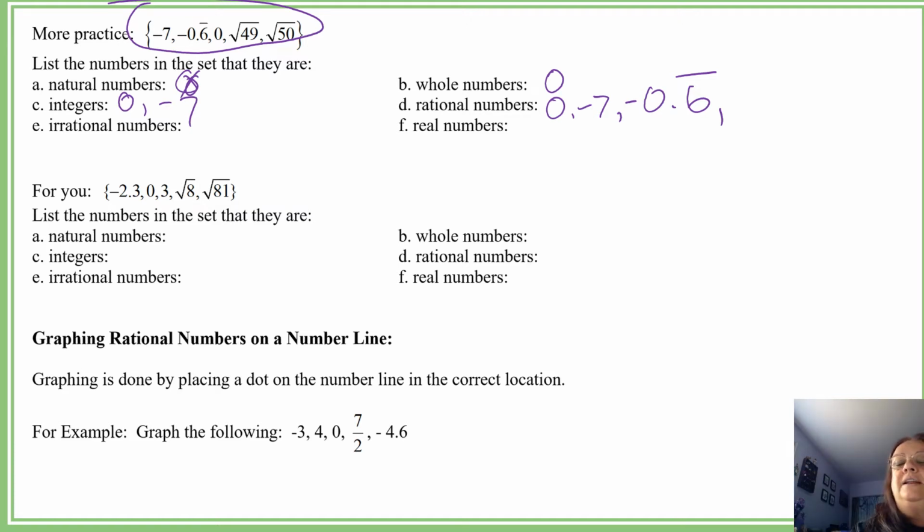Square root of 49, that's 7. So actually that goes back over here into integers because it's 7. And it's also in my natural numbers. So the natural numbers is not empty. Sorry, I missed the square root of 49. I just saw the square root.